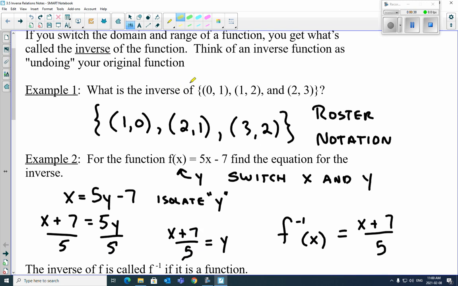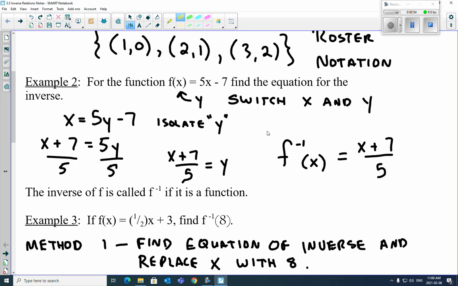So we have (0, 1), (1, 2), (2, 3), right? Roster notation. All we're going to do with it is switch and find the inverse of it. Well, all you do is you take the x's and the y's and you switch them. So (0, 1) is (1, 0), (1, 2) is (2, 1), (2, 3) is now (3, 2). That's easy when it's in roster notation.